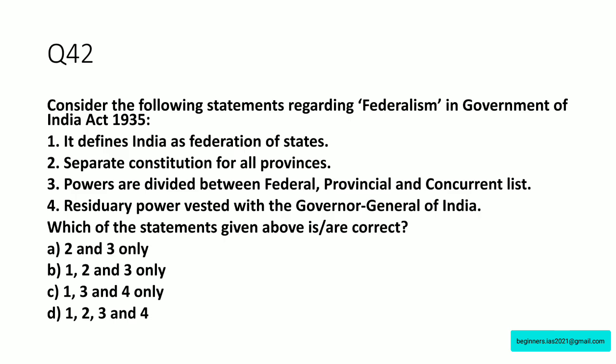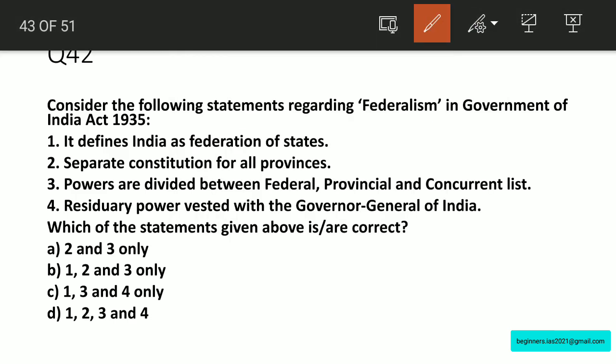Consider the following statements regarding federalism in the Government of India Act 1935. Okay. So it defines India as a federation of states, and a separate constitution for all provinces. Obviously wrong. It is a wrong one. We are having a single constitution. Therefore you can eliminate D, A and B. So we are deriving the answer. 1, 3, 4 is the right answer. See, choosing by elimination method is very important. So the answer for the question is C, 1, 3 and 4 only.